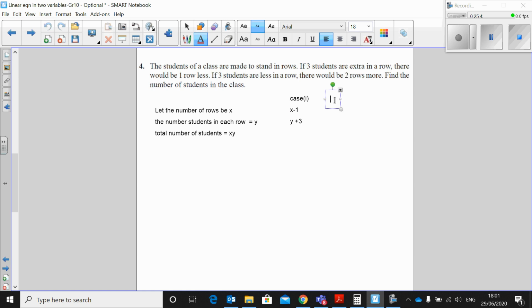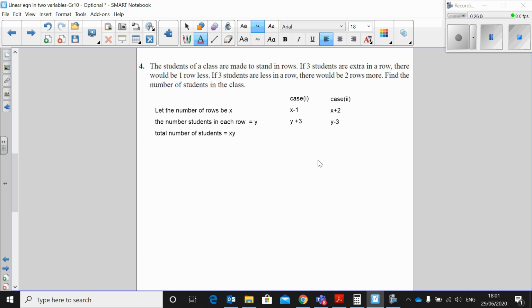When we go to case 2, what is the condition? If 3 students are less in a row, then there would be 2 rows more. So the number of rows is increased by 2 if the students in each row is reduced by 3.